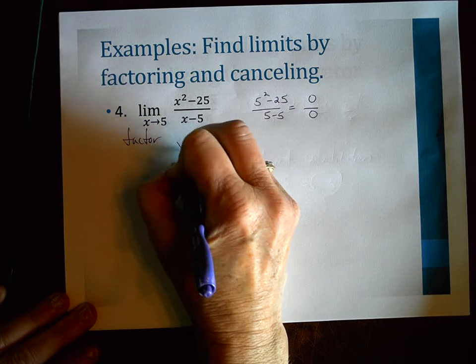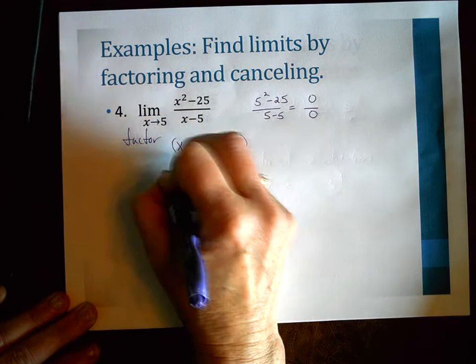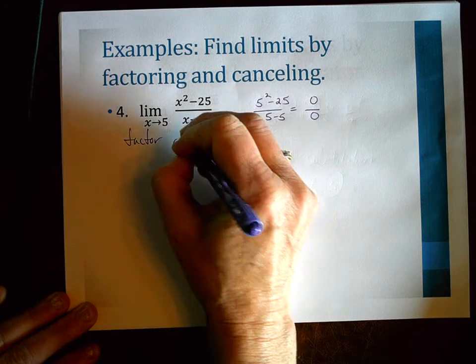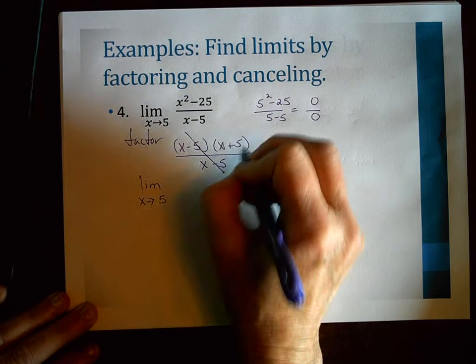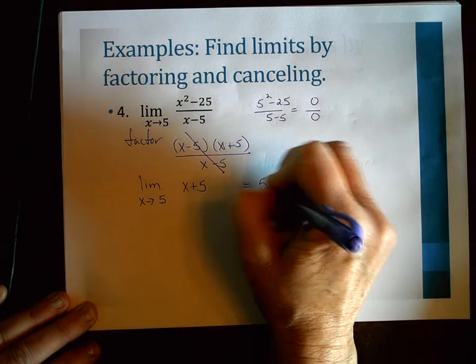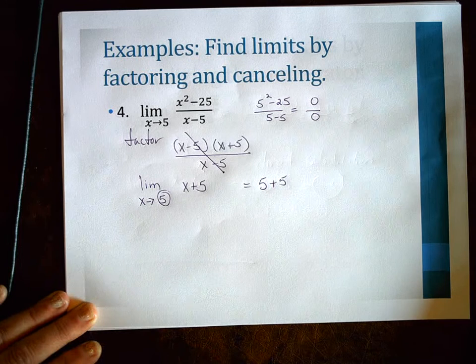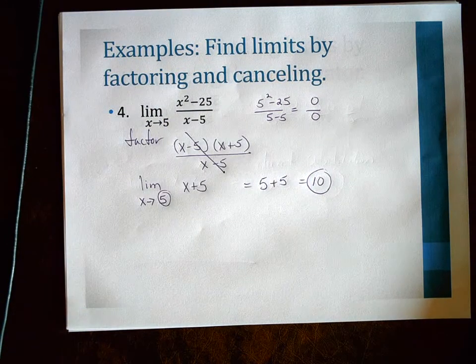So that's a difference of 2 squares. Cross cancel. Now you find the limit of what you have left, x plus 5, and you use direct substitution. 5 plus 5, because it's asking you to plug in 5, the answer is 10. Pretty easy.